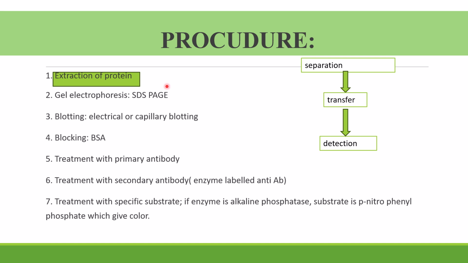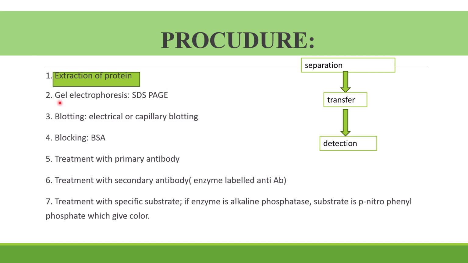You can use RIPA buffer also, at a specific concentration, and you can lyse it down. After lysing you have to vortex it for at least half an hour, and all this process should be done on ice. After vortexing for half an hour, you go for centrifuge. You have to centrifuge for at least 12 to 15 minutes at 12,500 RPM at 4 degrees. That is very essential, otherwise your protein is going to be degraded. So protein extraction is done.